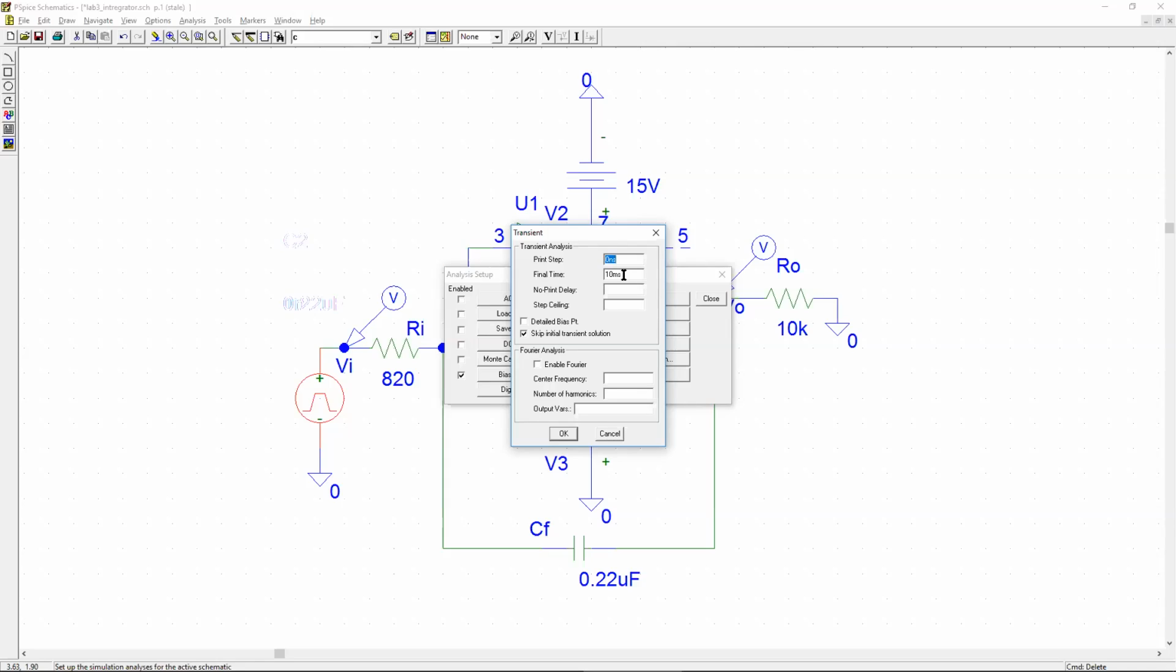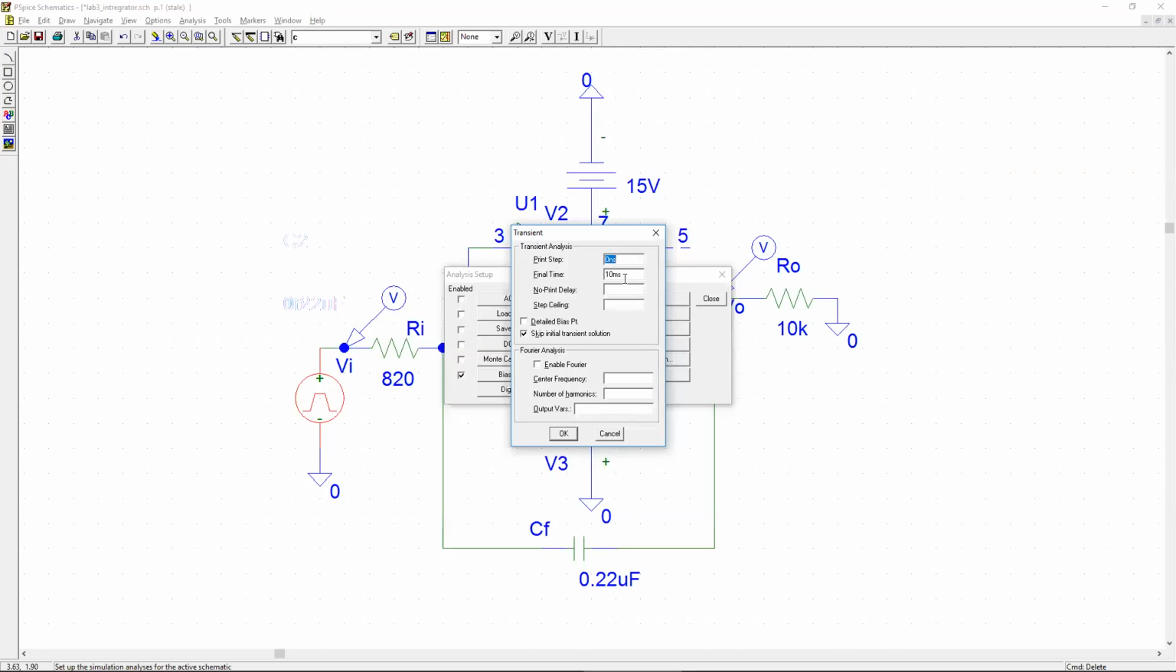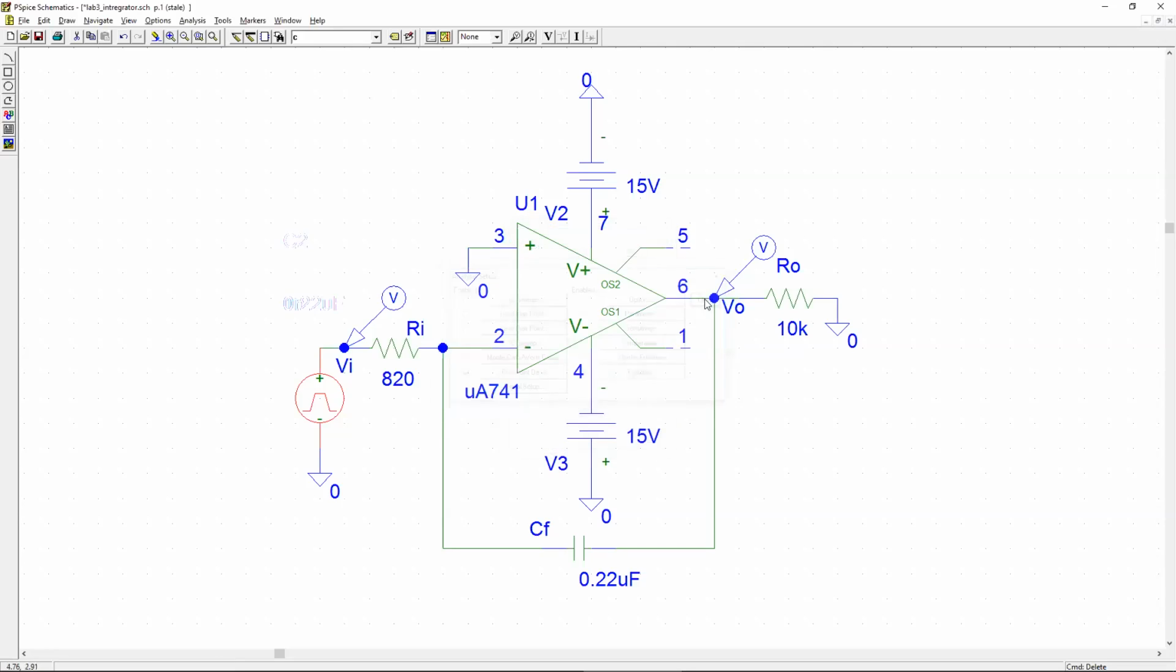is for how long you want to perform this simulation. If you remember our circuit, the period is 2 milliseconds. If I want to observe 3 pulses, that is 3 periods, then obviously the final time will be 6 milliseconds. So I can provide 6 milliseconds. Or if you want to observe, let's say, 5 pulses, then you can provide 10 milliseconds or other values. Anyway, next I click on OK and then close.